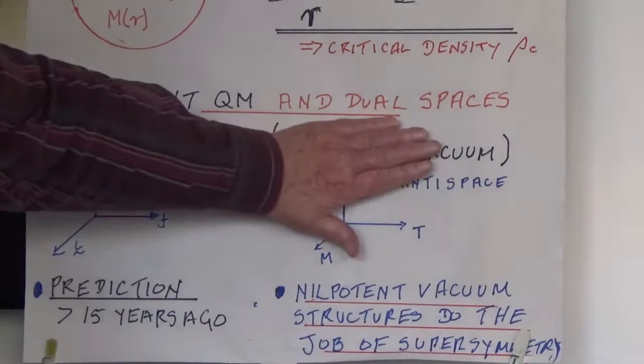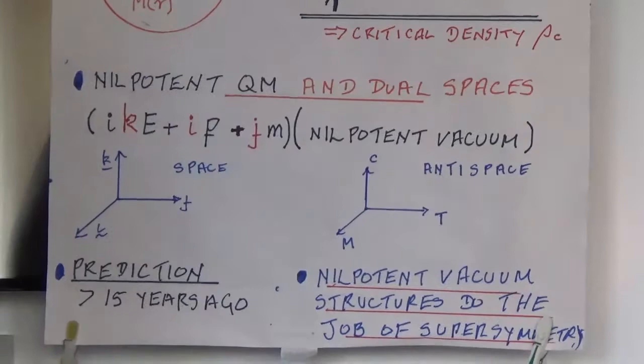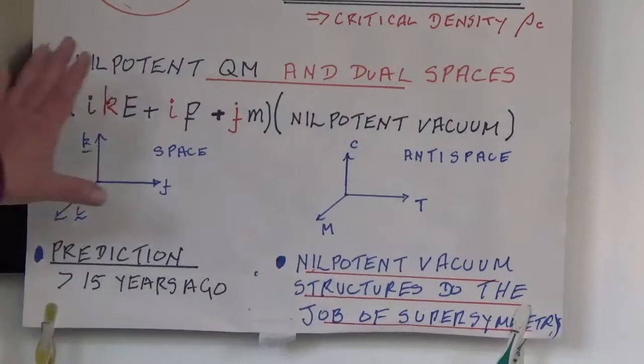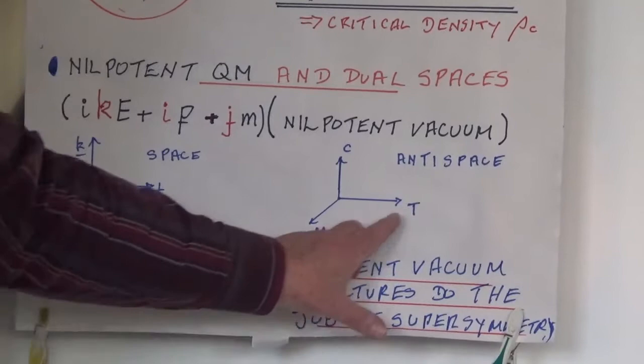And what he shows is that you can write this vacuum, this is a vacuum system, using nilpotents in actually three different ways. You can write down three different vacua associated with this. And the duality is that this is the space we live in, but there is another dual space with it, in which the axes are mass, time, and charge, whereas in this one, the axes are space.